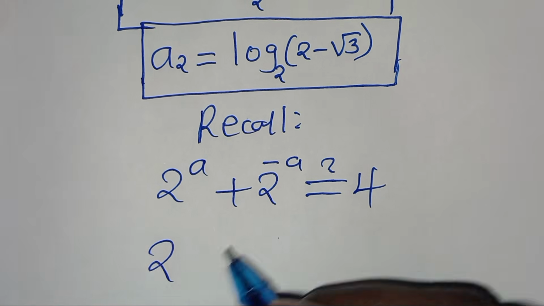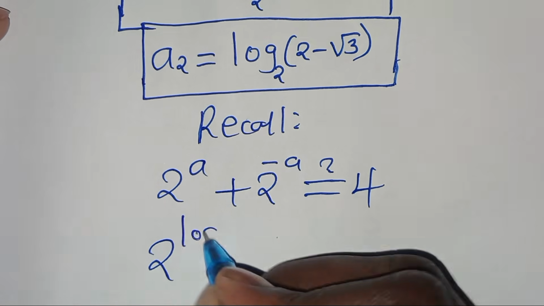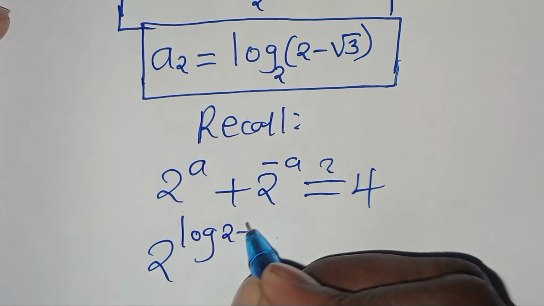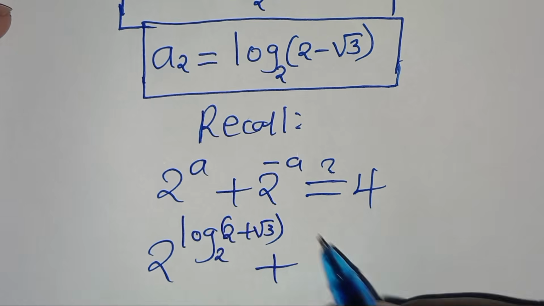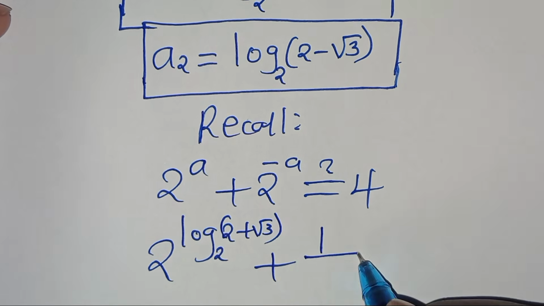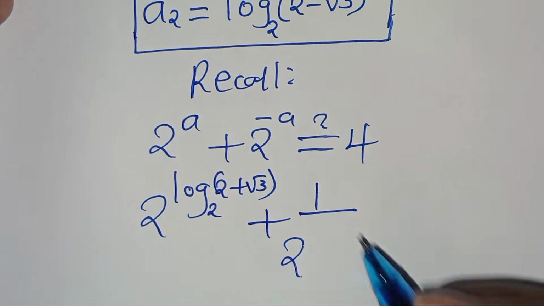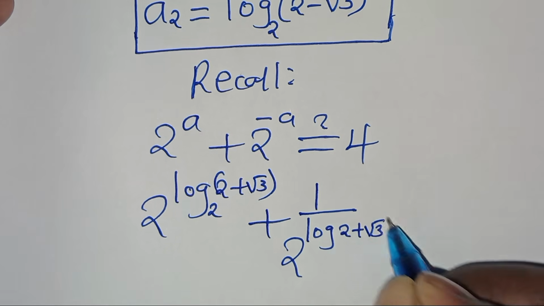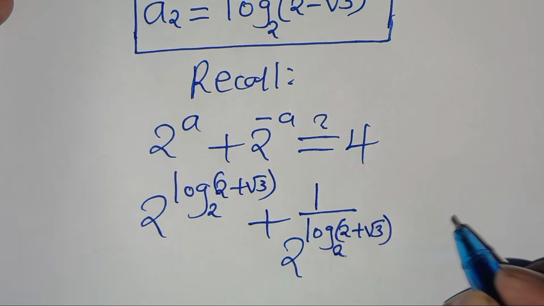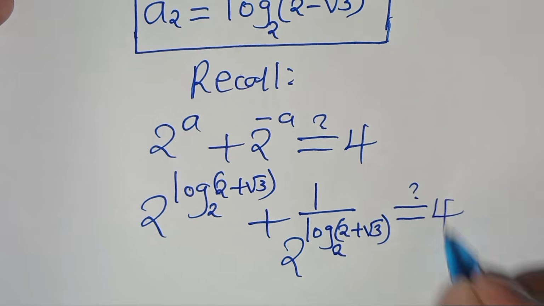So this is 2 to the power of log 2 plus square root of 3 to base 2. Then plus, this is the same thing as 1 over 2 to the power of log 2 plus square root of 3 to base 2. This is supposed to give us a value of 4.